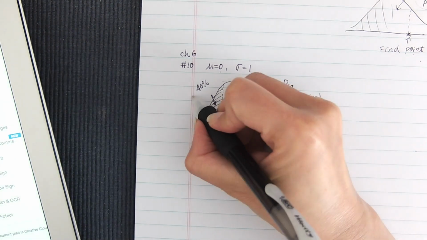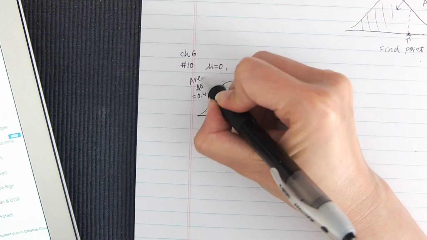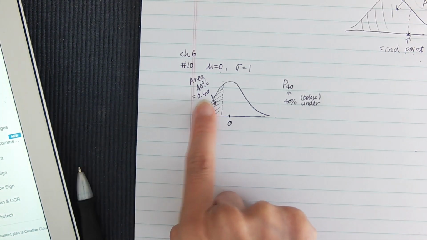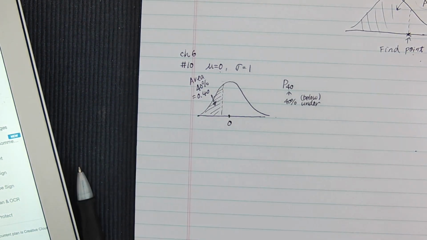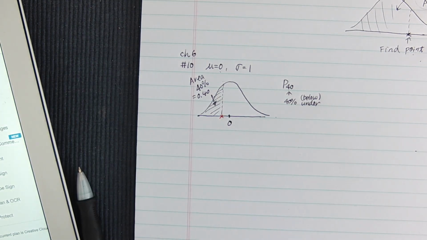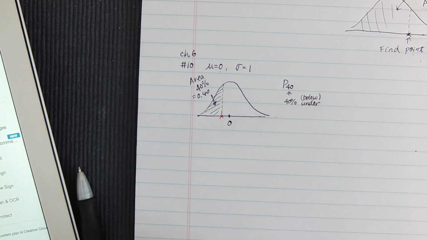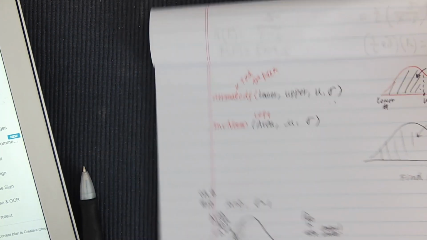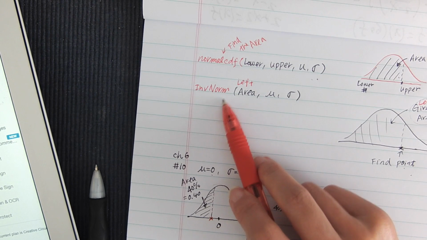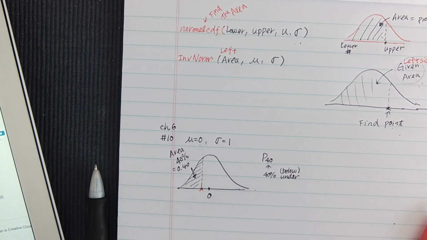So which is 0.40. Oh, this is the area. I have an area, 0.40. Where's my dot point? That's what this question is asking. So how do you find the point again? Oh, it's inverse norm, right? Finding a point is inverse norm.